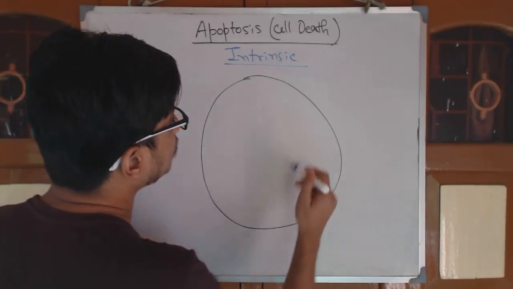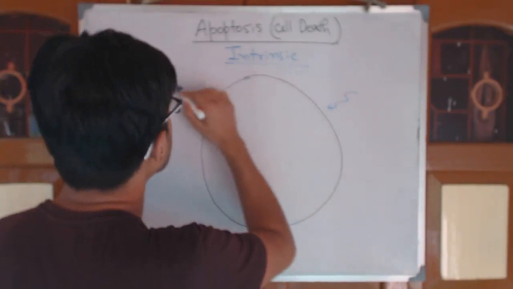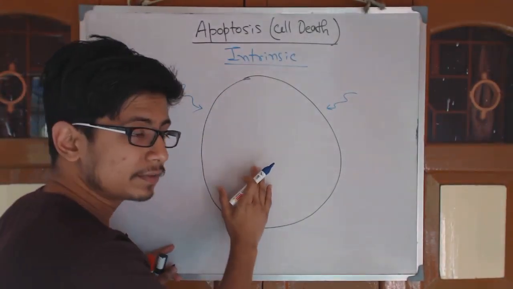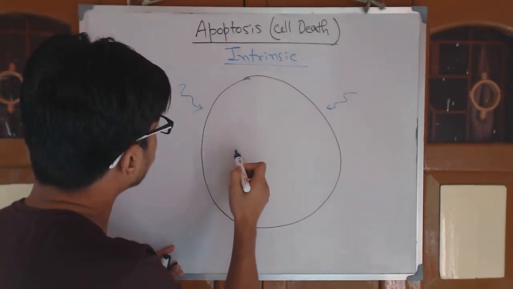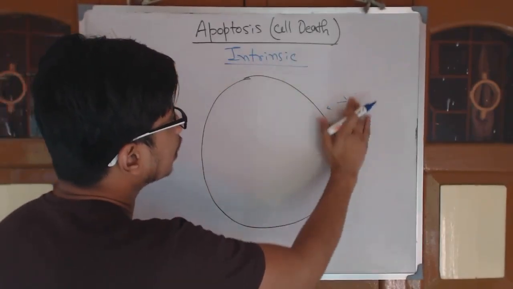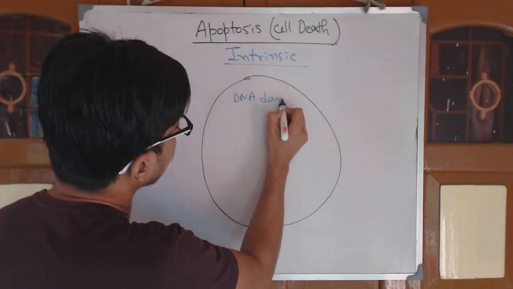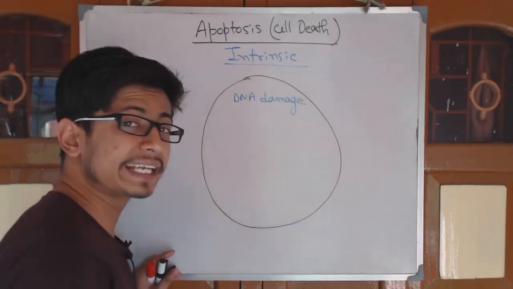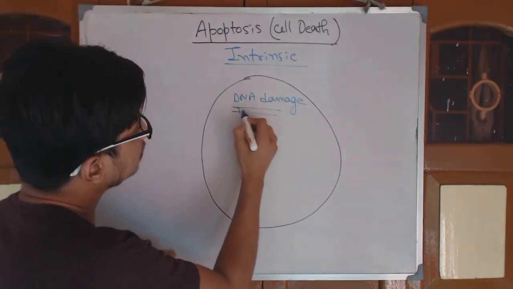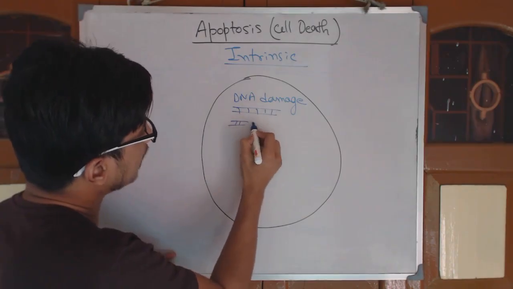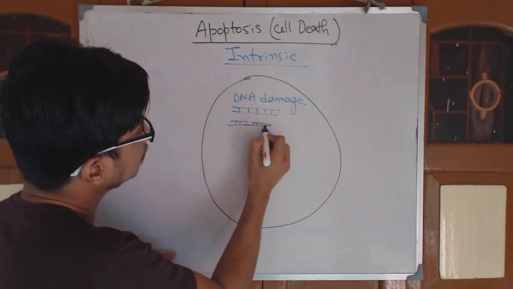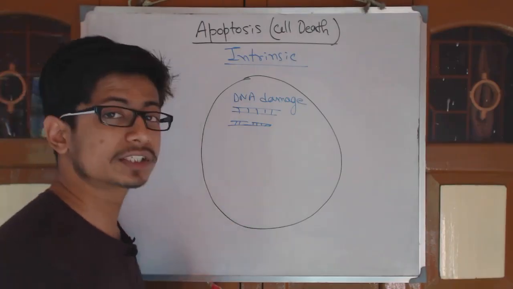Whatever type of response, we can get it from outside or from inside. In this case, most of these responses we get from inside, for example DNA damage. DNA damage is a signal that a cell can get from inside. So if the DNA is broken in some way, that acts as a signal.